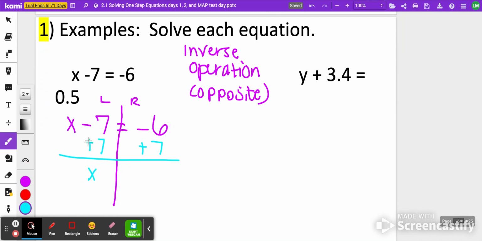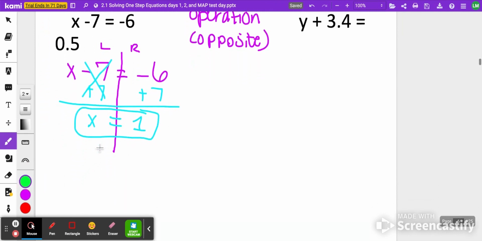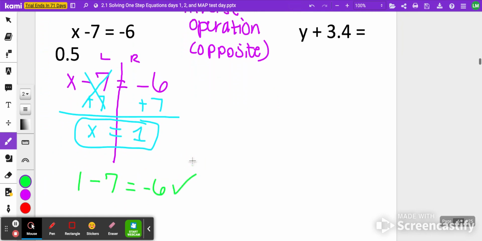Then I'm just going to simplify. A minus 7 and a plus 7 will cancel out because those are equal to 0, so all that's left is X. On the right side, I have negative 6 plus 7, and that is equal to a positive 1. To check my work, all I would need to do is plug 1 back in where X is. 1 minus 7 does equal negative 6, so I know I got it right.